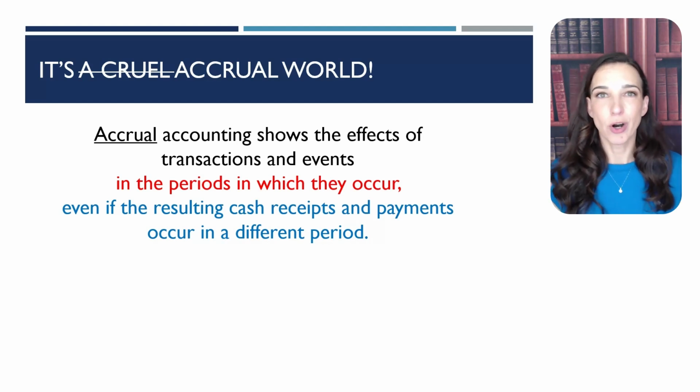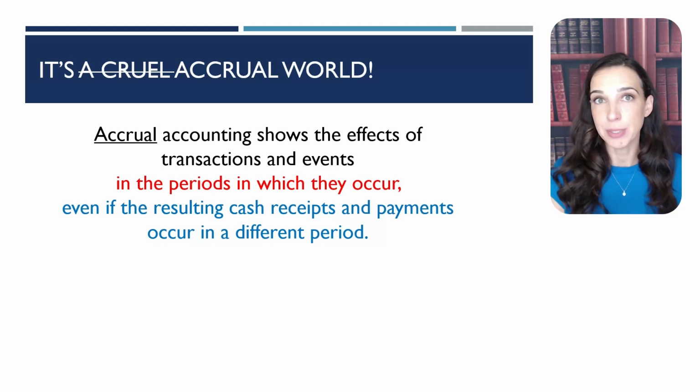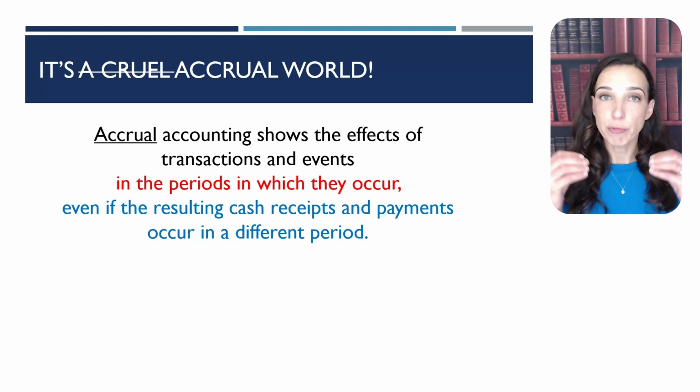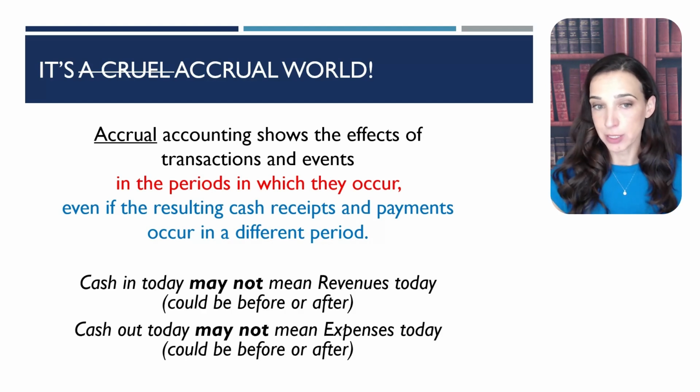Accrual is kind of a big word, but really the meaning is quite straightforward. It means that we need to show transactions and events in the periods in which they occur, regardless of when the resulting cash inflows or outflows actually occur. So even if we have the disconnect between when the economic event happens and when cash exchange occurs, on the income statement, we follow the timing of the economic transactions.